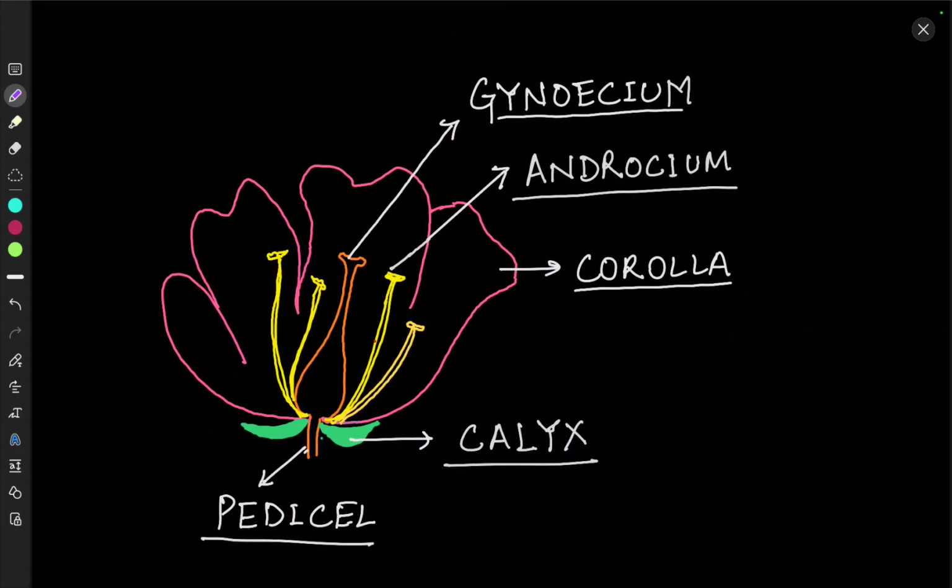As we know, the basic structure of a flower consists of four main parts: the calyx, the corolla, the androecium and the gynoecium. Calyx are the sepals, corolla are the beautiful petals, androecium are the male reproductive parts known as stamen, and gynoecium the female reproductive part, known as carpel.